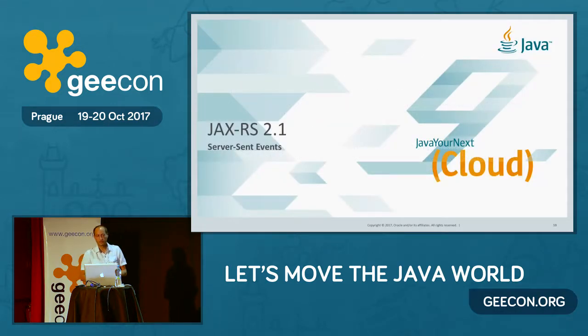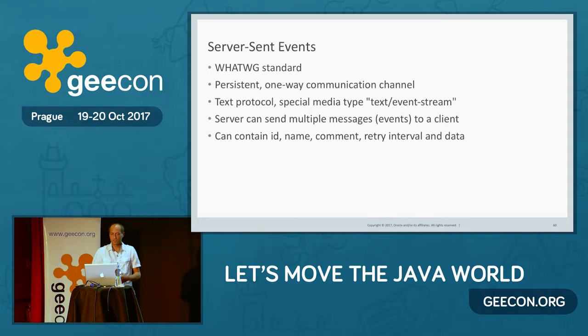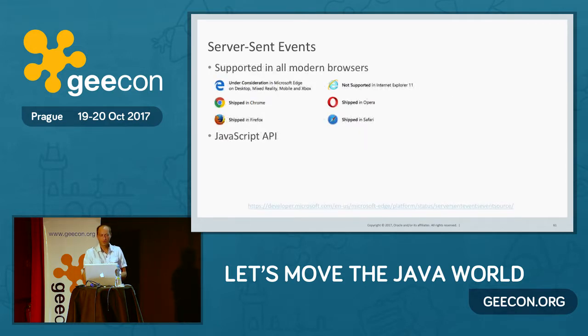Another item in JAX-RS 2.1 was server-sent events. It's a standard, a persistent one-way communication channel, a text protocol, and basically the server can send multiple messages to the client. The event itself can contain ID, name, comment, retry interval, and data in some form. Server-sent events are supported in all modern browsers. Apparently, Microsoft Edge doesn't consider itself a modern browser, because last time I checked this, which was yesterday and this morning, they still said under consideration. So who knows?